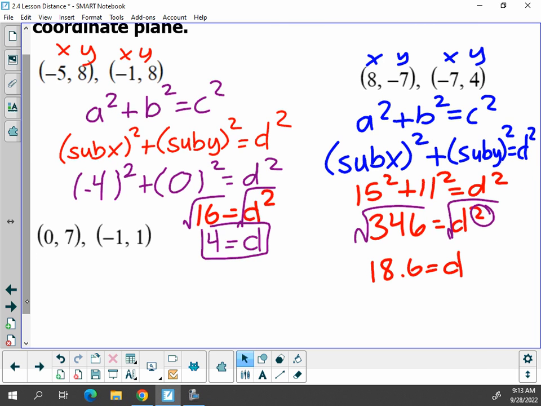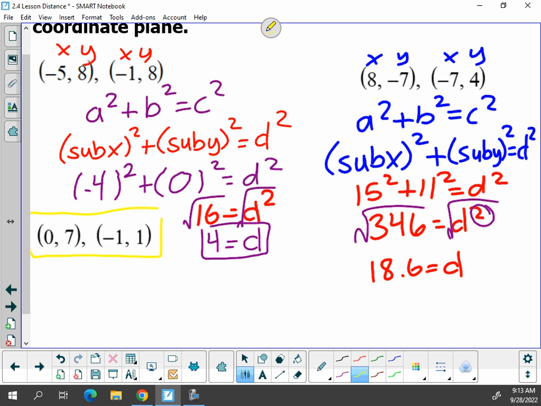So what I want you to do right now is I want you to pause, and I want you to find the distance between those 2 points. And then I want you to press play and check your answer against mine. And if you didn't get it the same, I want you to raise your hand, and I want you to ask for help, and we can see where maybe you made a small mistake.